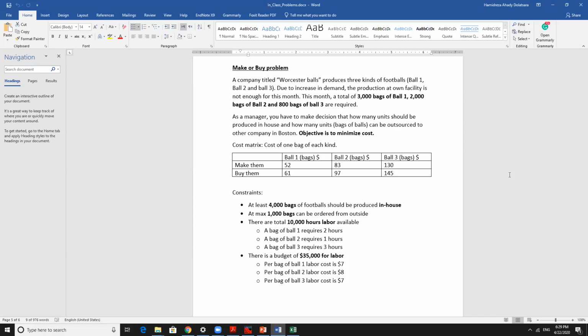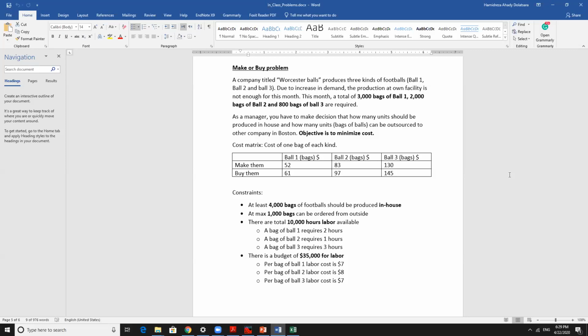So again, the objective function is minimization. Cost matrix, the cost of 1 bag of each kind. For ball 1, you either pay $52 to make or $61 if you buy it. Ball 2, 83 to make, 97 to buy, and ball 3, 130 to make and 145 to buy. So these are basically the coefficients of the objective function, which at the end we want to minimize.